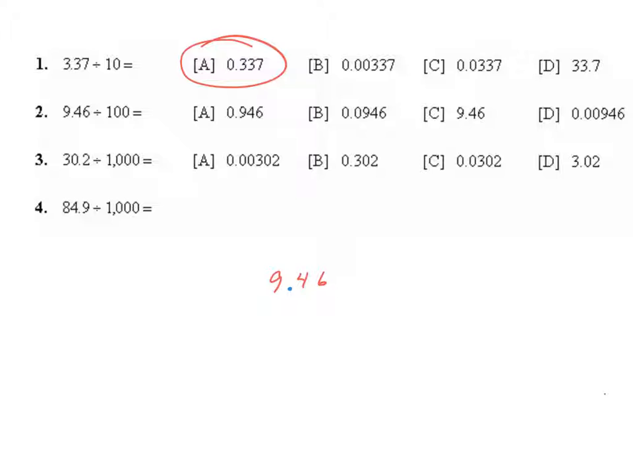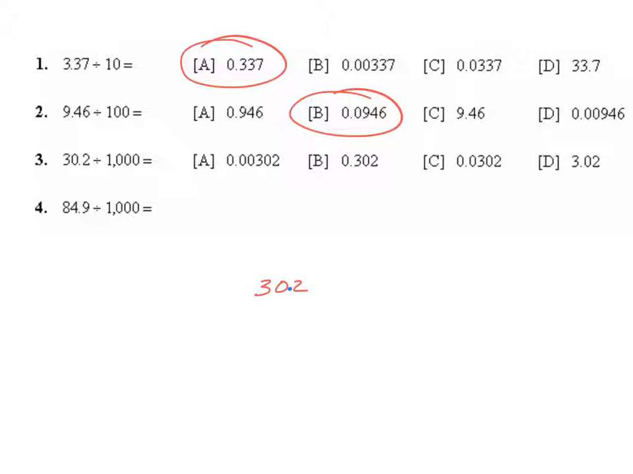Question 2 is 9.46 divided by 100. This time I'm going to shift it 2 place values to the right because I'm dividing by 2 powers of 10. So here's dividing by 10 once, and then dividing by 10 twice. Now, there is an empty place value right here that I need to fill in with a 0 so that my 9, 4, and 6 are in the correct place. So I end up with 946 10,000ths, B.